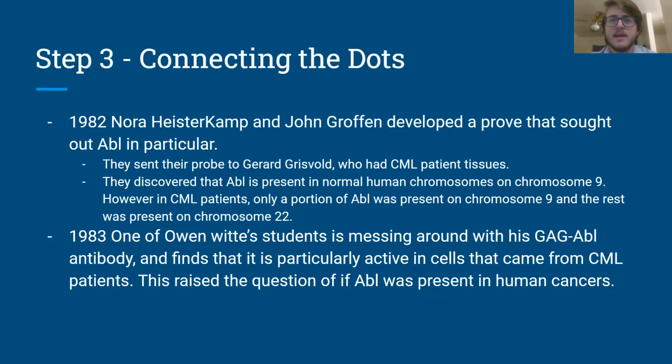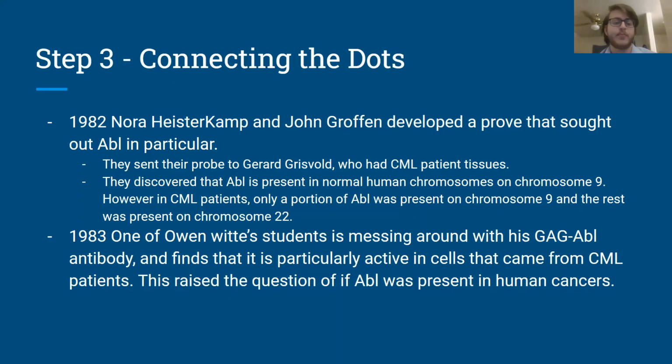And they knew that CML patients had a particular difference in their chromosomes, and they thought it might be worth trying. So they sent their probe to their brother, Gerard Griswold, and he tested their probe on CML patients, and he found that ABL is present in normal human chromosomes on chromosome 9. But they also found that in CML patients, only a portion of the ABL is present on chromosome 9, and the rest was on chromosome 22.